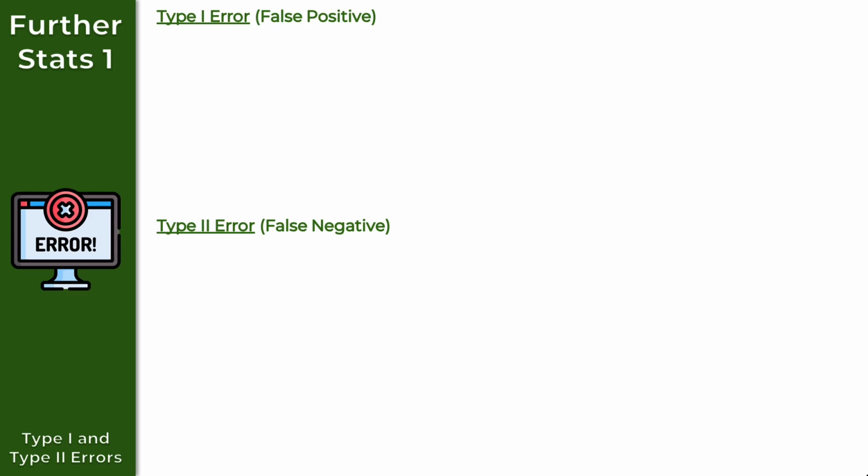Okay, so let's just start here then with the definition of a type 1 and a type 2 error. So a type 1 error is when we reject H0 when we should have accepted. You might sometimes see this called a false positive. So a false positive here just means the same thing as a type 1 error.